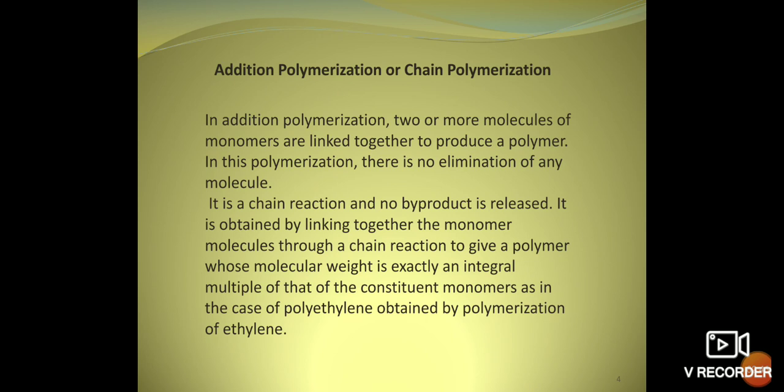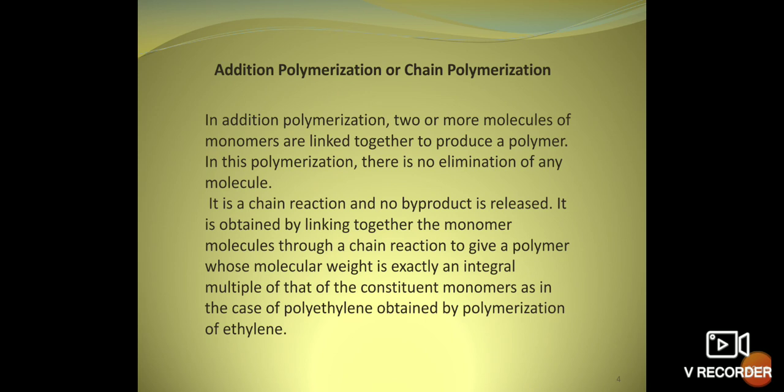Addition polymerization or chain polymerization. In addition polymerization, two or more molecules of monomers are linked together to produce a polymer. So this is a very simple statement or the definition, and in this polymerization there is no elimination of any molecule. It is a chain reaction and no byproduct is released.